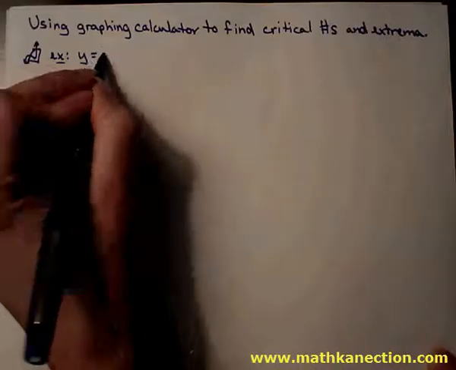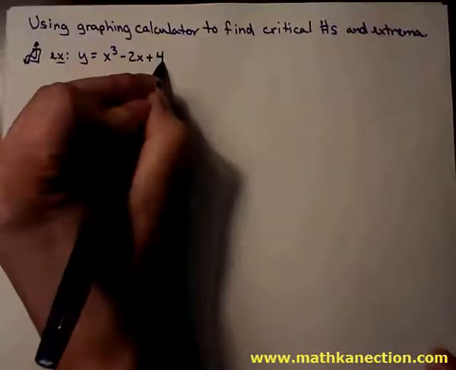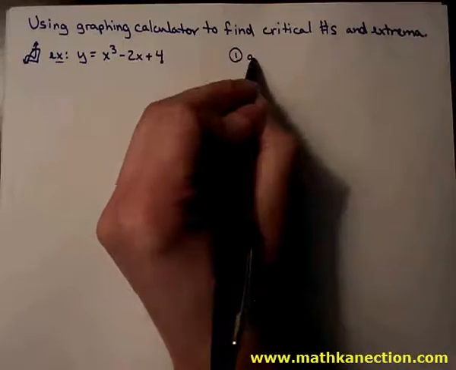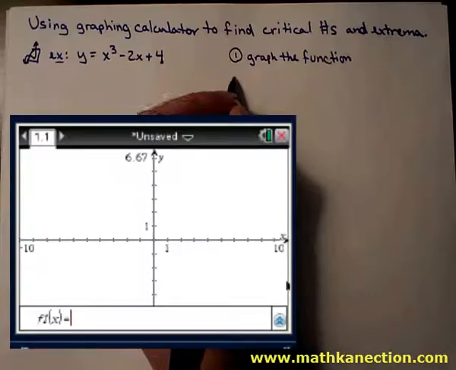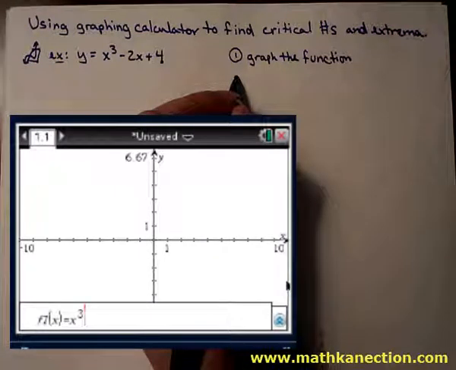So we're going to use the graphing calculator to find critical numbers and the extrema. First up, you're going to want to graph the function in your calculator. So using the graphing calculator, typing in the function x cubed minus 2x plus 4.